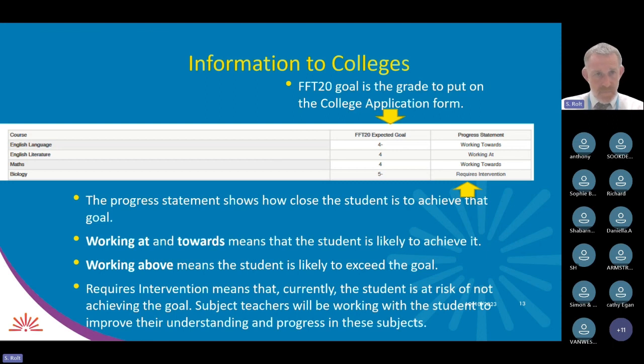So in terms of what you will see, you'll get the subject, the FFT 20 expected goal, which is that target. They're the numbers that the colleges will look at, and then whether or not the student is working above, working towards, or working at the progress towards that FFT 20 expected goal. I've gone through those definitions really about what the different progress statements mean.